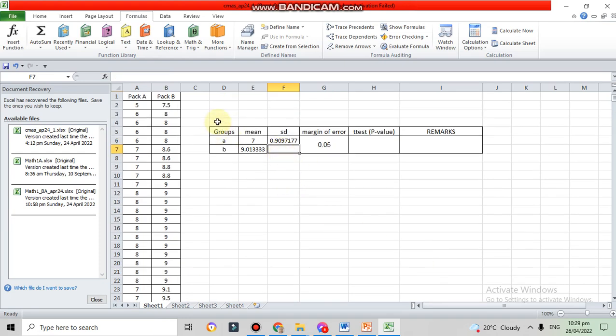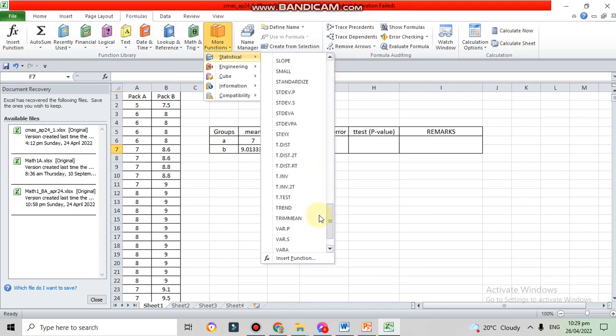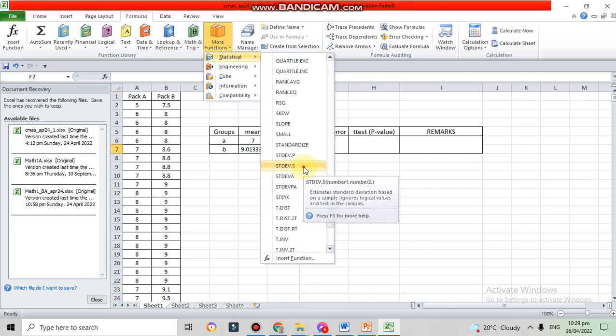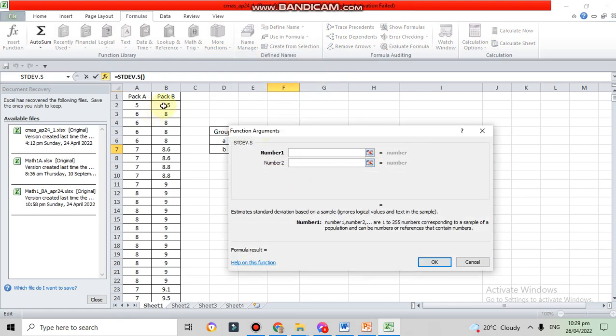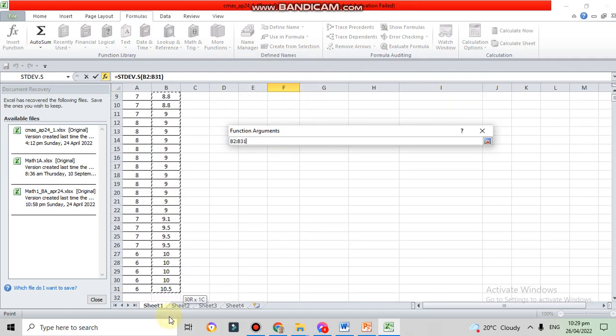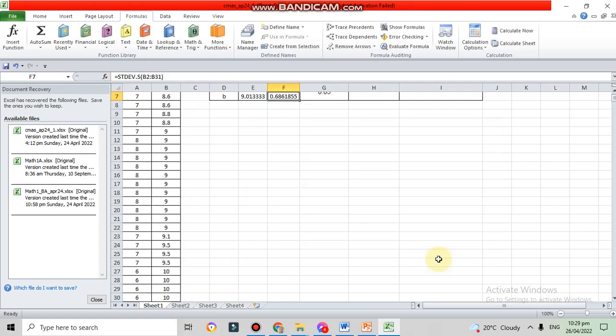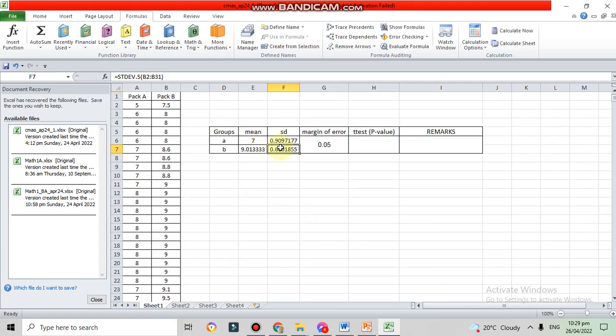How about B? So okay, more functions, statistical, left click and hold, the standard deviation sample. So you left click and hold the first number of pack B towards the last number of pack B, and then left click OK. So we have already the standard deviations of the two groups. Okay, so our margin of error is 0.05.